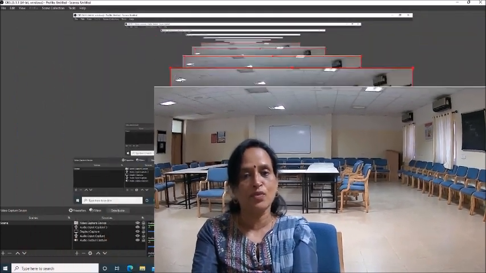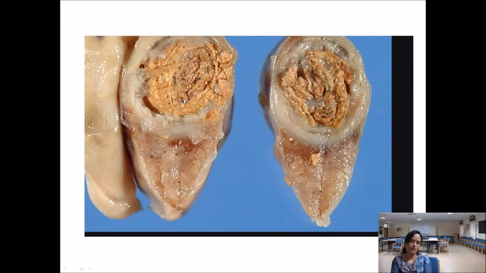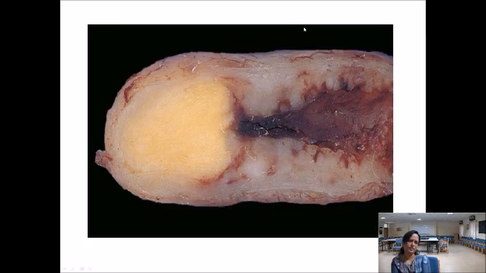Okay, I'll show you some pictures. Now you have to identify what they are using the knowledge you have got now. Let's move on to the PPT. Yes, the first picture, what is it? This is a cut section of the appendix. Can you make out what it contains? Fecal matter. This is also hard. This is something like a fecal concretion, a fecolith. Yes. The next one. This is an appendix.